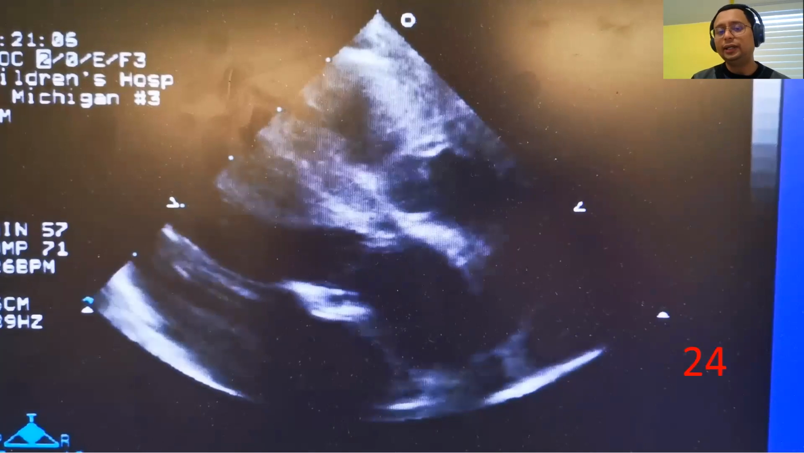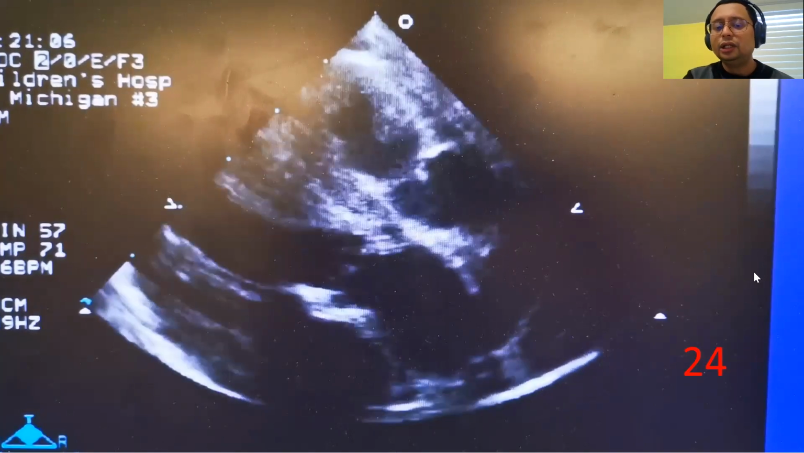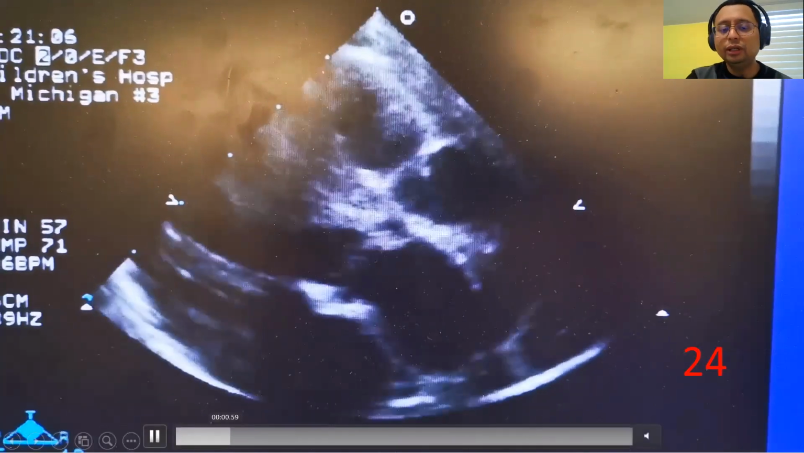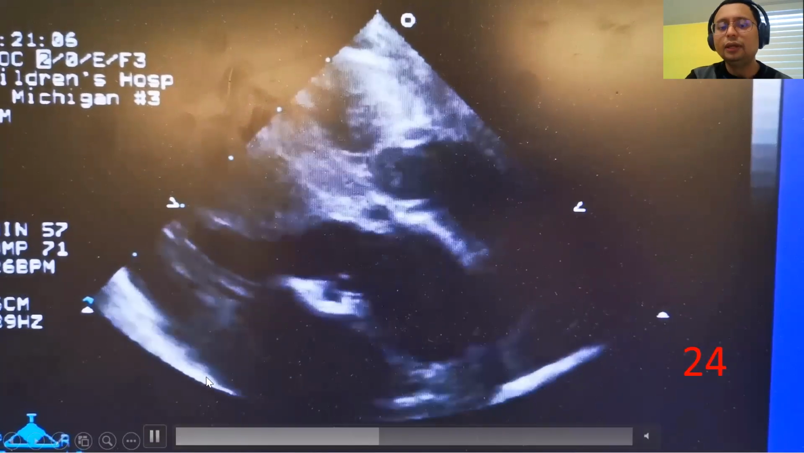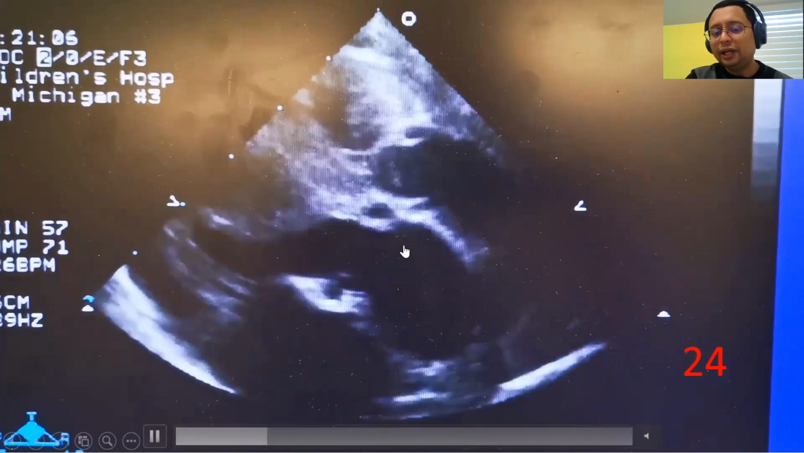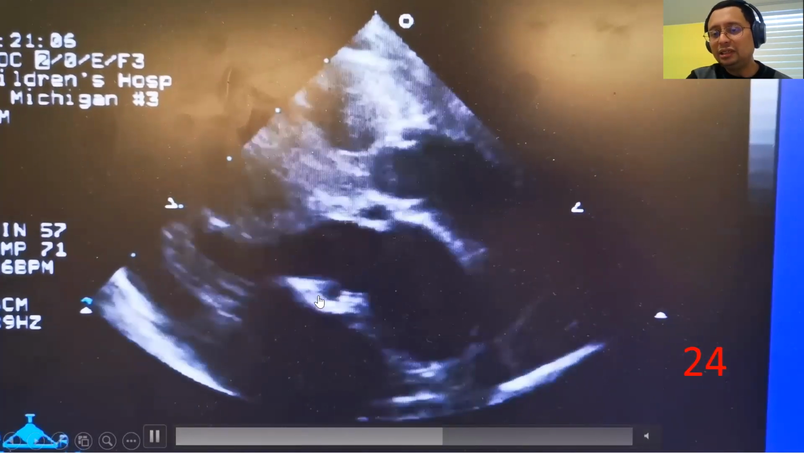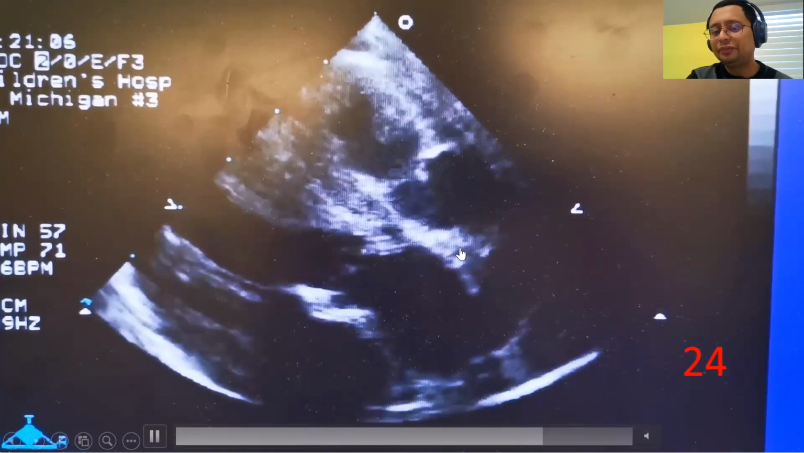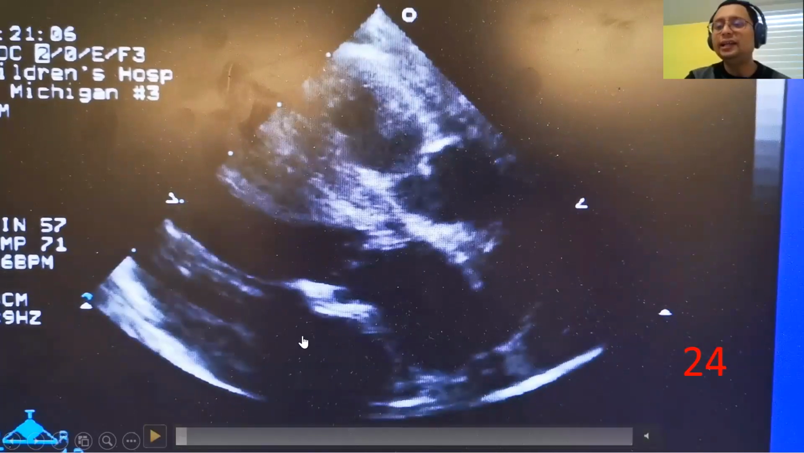So what about this one? Okay, this is very interesting. So every time you see echo, or someone in parasternal long axis view, look at the great vessel. So the great vessel is actually parallel. No, you can never see a parallel great vessel in a normal human. Okay, so this can only happen in a patient with congenital heart disease.